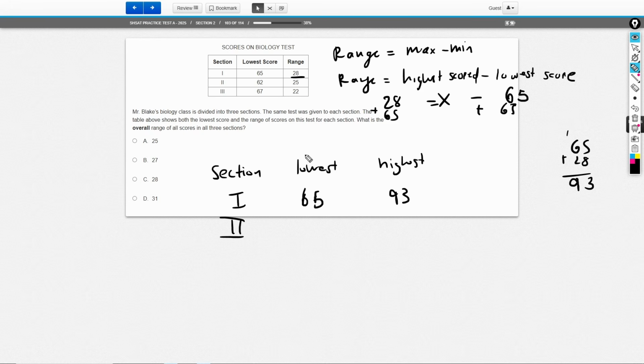Now let's look at section 2. The lowest score here was 62, and the range was 25. That means that x minus 62 is equal to 25. So if I add 62 and 25 together, I should get my highest score, okay?